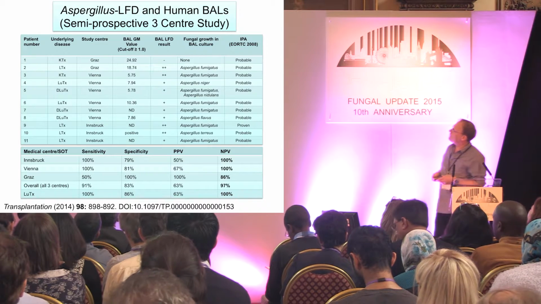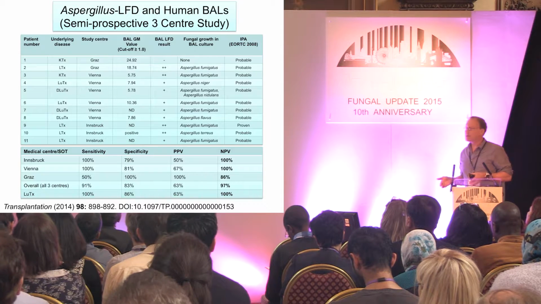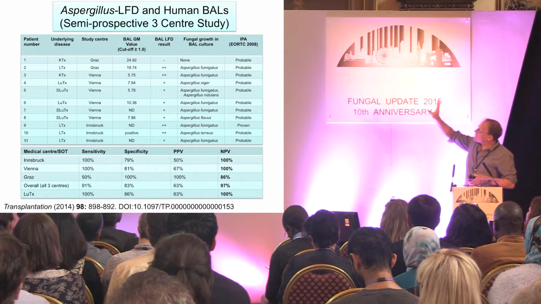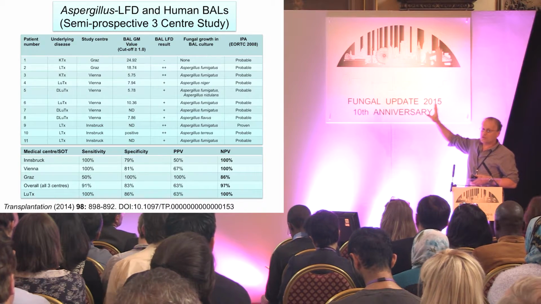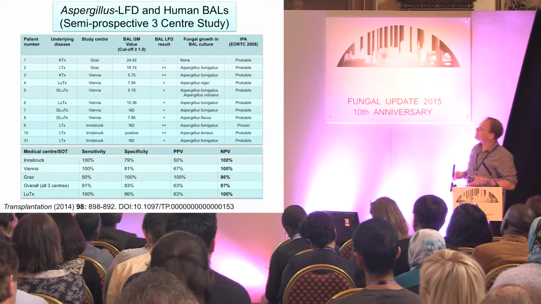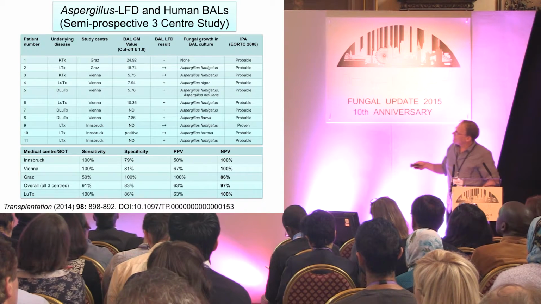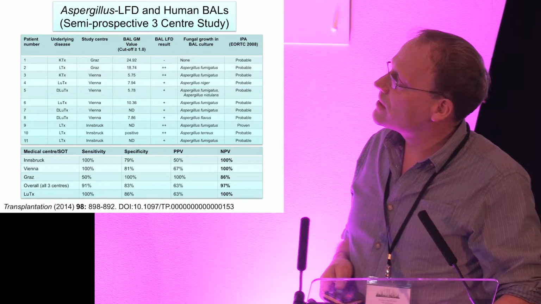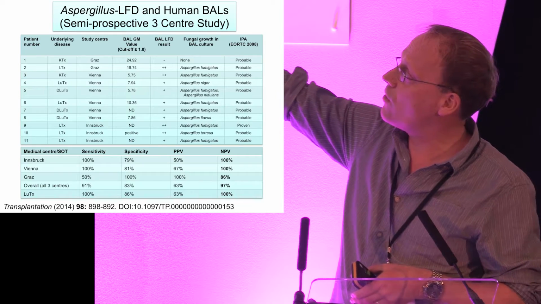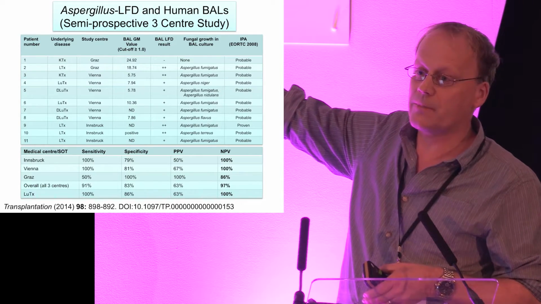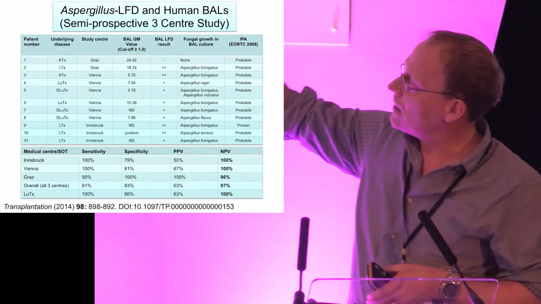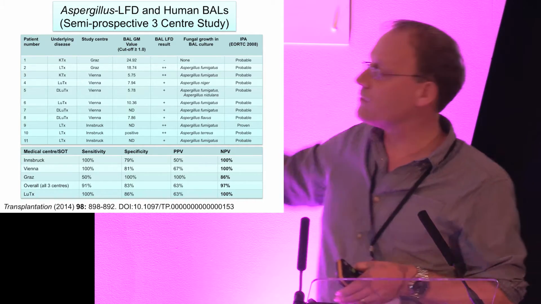Okay, then we went on to a semi-prospective 3-centre study. So these are 3 centres in Austria, and when I say semi-prospective, the majority of the samples were tested as they came out of the patients, not banked samples. There were some banked samples. And again, these were lung transplant patients and other transplant patients. And again, we've got very good concordance between galactomannan, with a cutoff of 1, and BAL, and growth of the fungus from the BAL fluids. So we've got various different species there: fumigatus, niger, nidulans, flavus, and terreus. So it's picking up all of the different species.